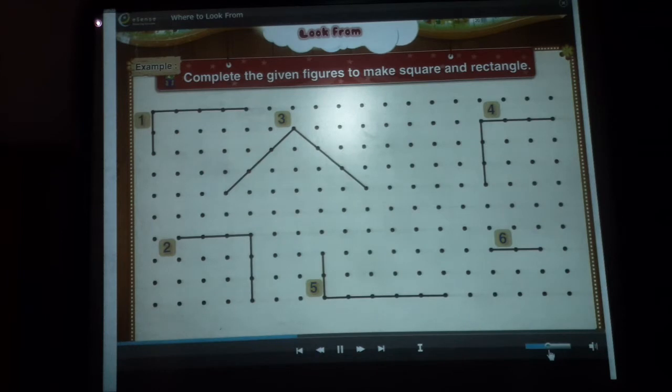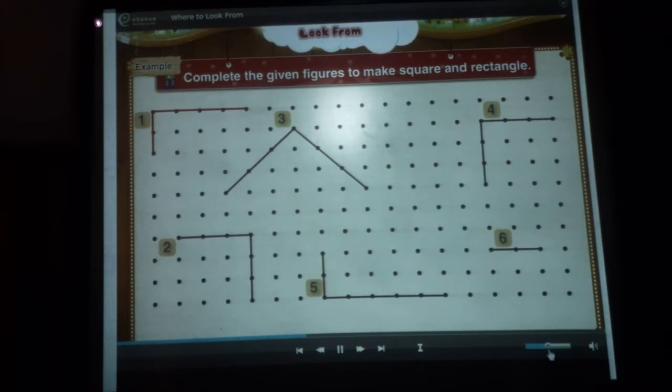Example. Complete the given figures to make square and rectangle. Look at the figure shown here. In this figure, a horizontal line, that is a sleeping line joining 5 dots, and a standing line joining 3 dots are drawn, so that by drawing sides equal to these two lines, a rectangle can be formed.